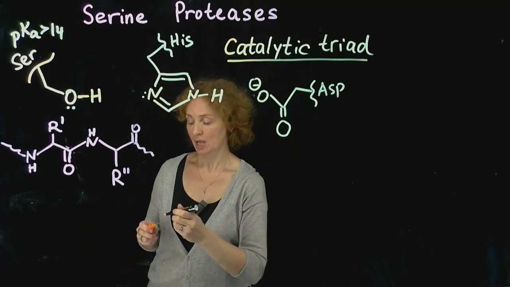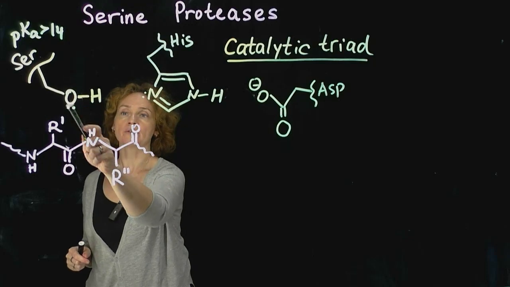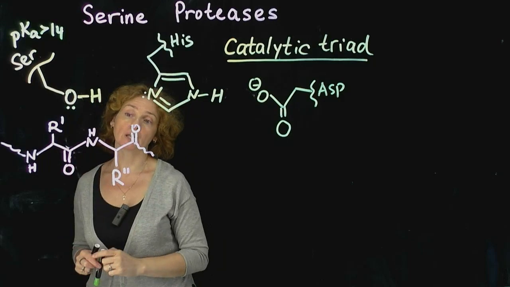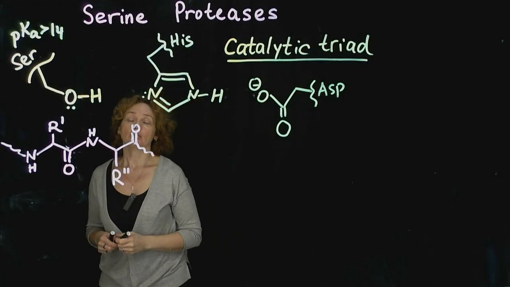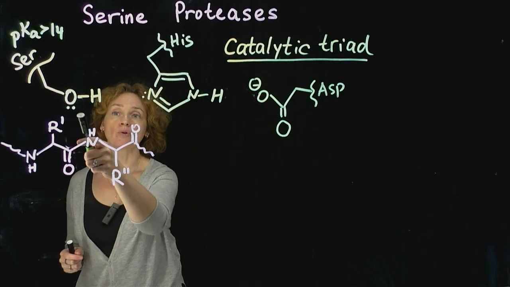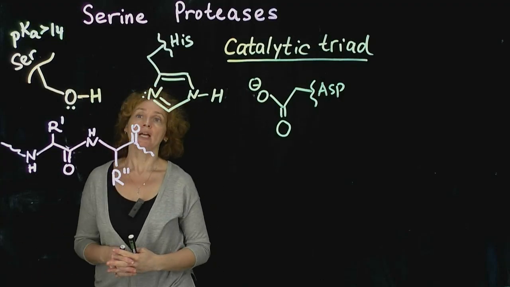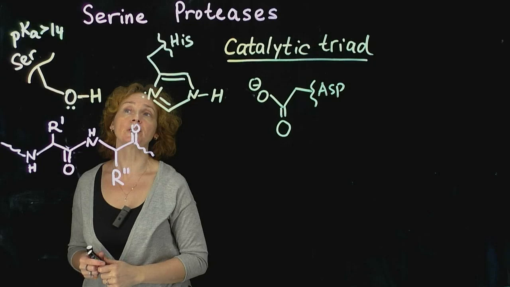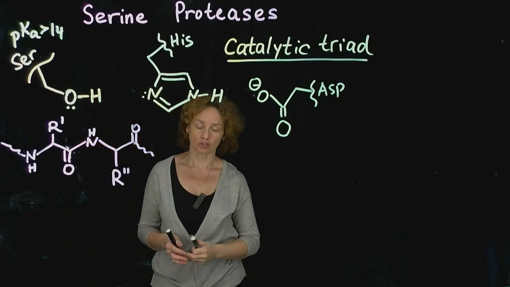So the mechanism involves nucleophilic attack of the oxygen of the serine side chain at the electrophilic carbon of the peptide bond. But when the side chain of serine is protonated, oxygen is not as powerful a nucleophile as is needed for this reaction. And it's difficult to deprotonate it because the pKa of this hydroxyl group is higher than 14, so it's not easily achievable under physiological conditions.